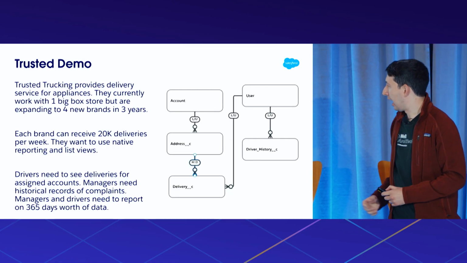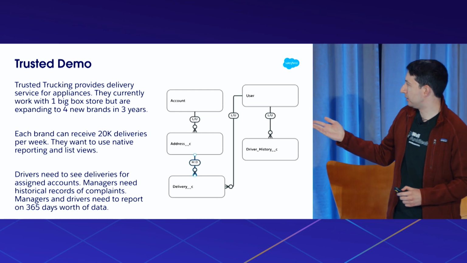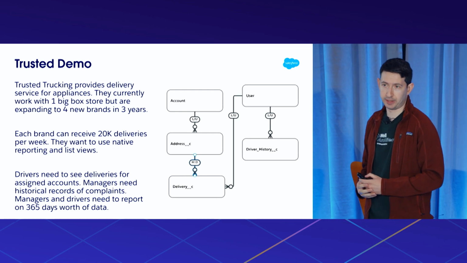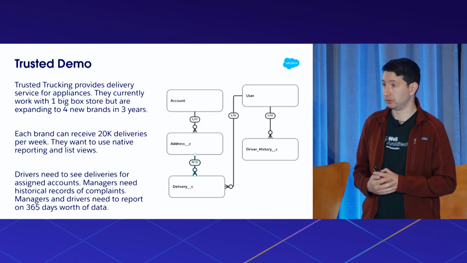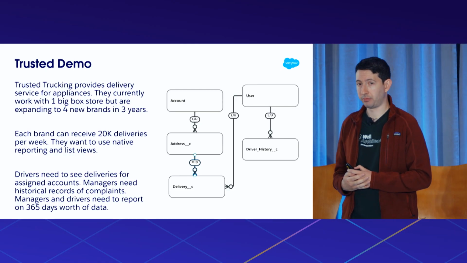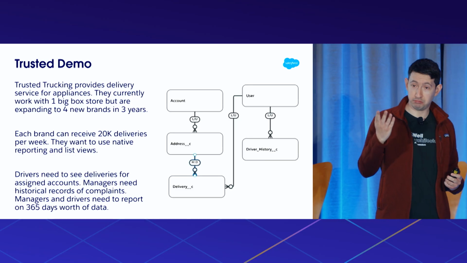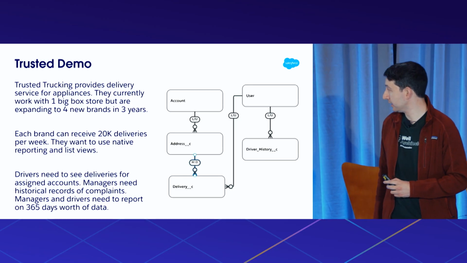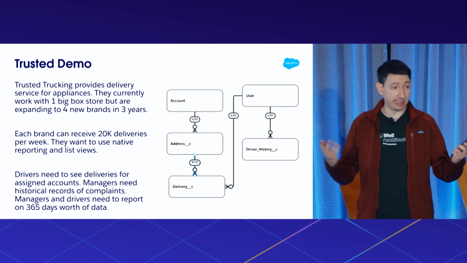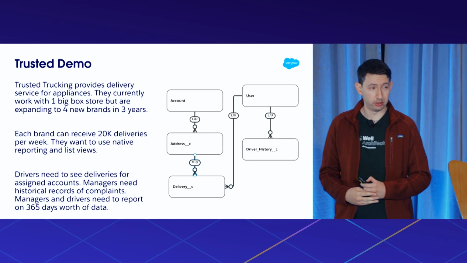OK. How about this custom delivery object? Does it make sense to have a custom delivery object in this situation? Is there another object that might work better here? Orders. OK. Standard order object potentially could take the place of the custom delivery object. Makes sense. Cases, potentially as well, sure.